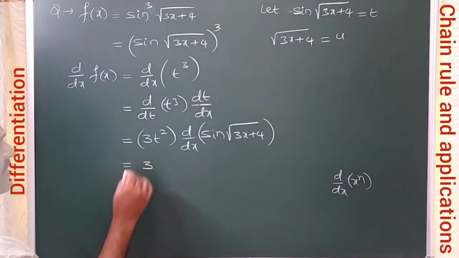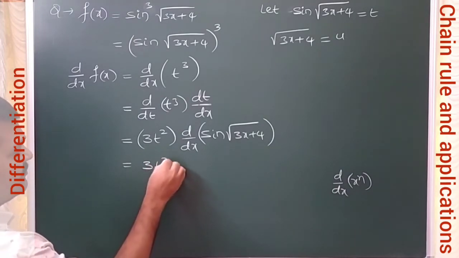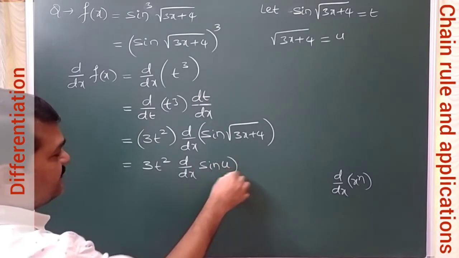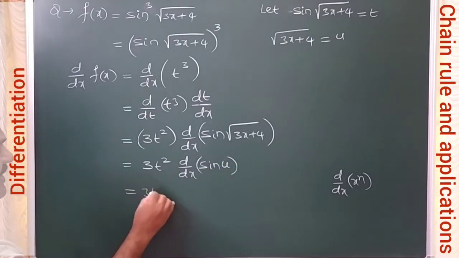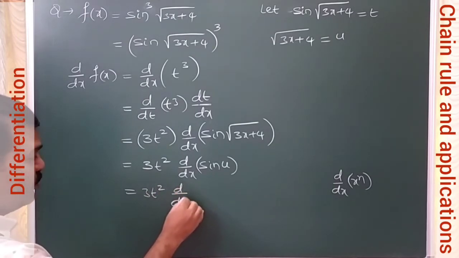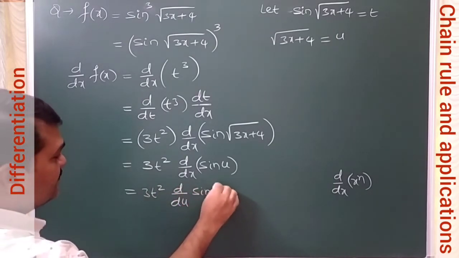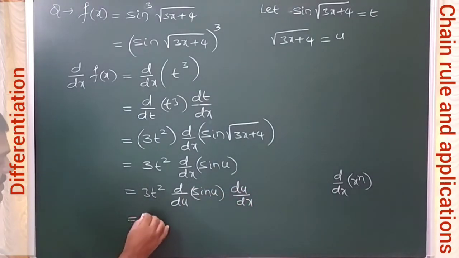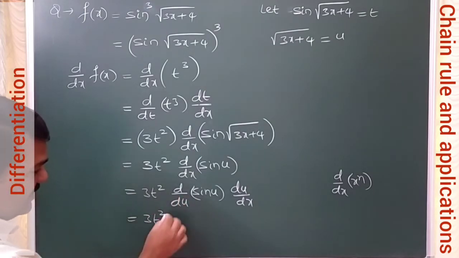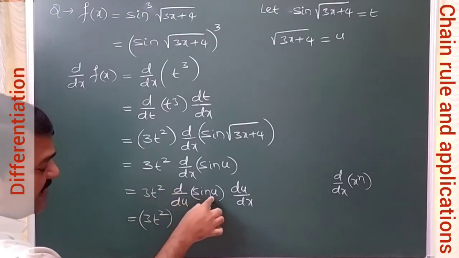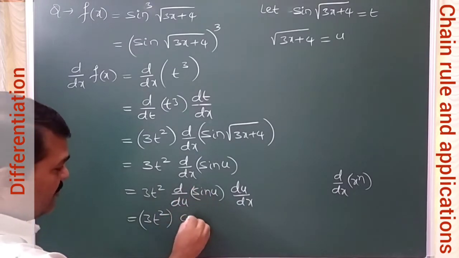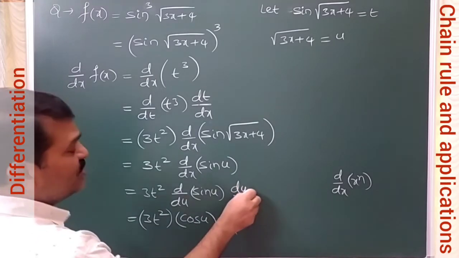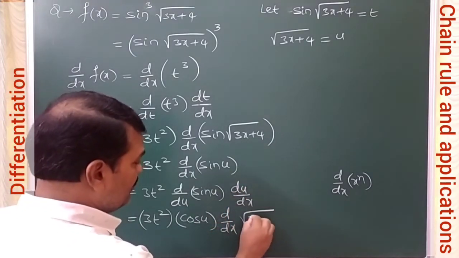Then 3t square d by dx of sine u you will be getting. Now you can write this as d by du of sine u into du by dx. So we are getting chains here. So 3t square, d by du of sine u is a standard formula. You will get cos u, and d by dx of what is u? Under root 3x plus 4.